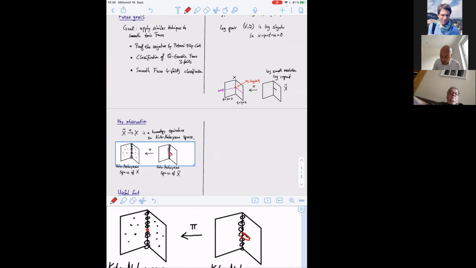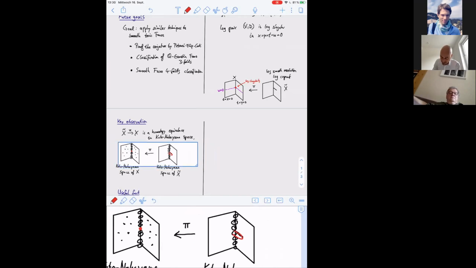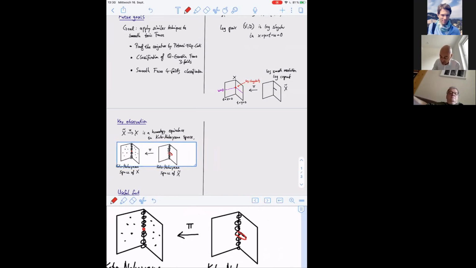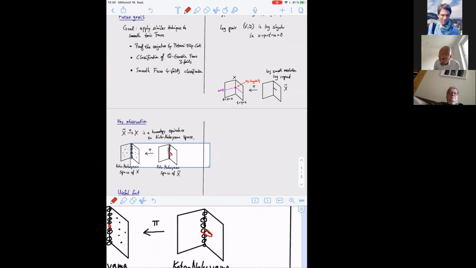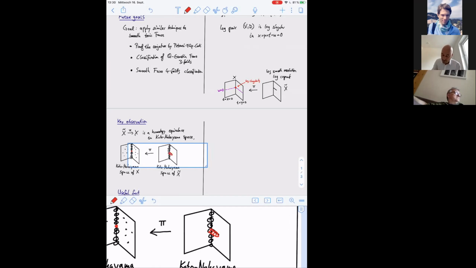So if you compare these two spaces, in one case you have a point at the log singular point, and in the other you have a circle, but the circle is bounded by a disk. It's not hard to see that's a homotopy equivalence. Whether you have just a point or you replace the point with a circle that you put a disk inside, that's homotopically the same. All right, so that's important for us.